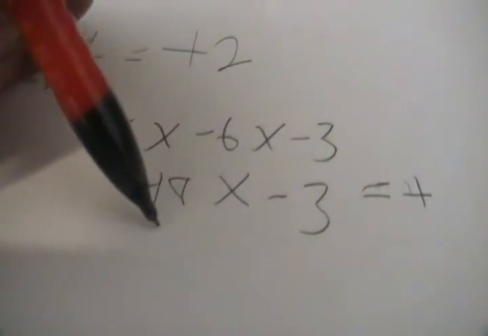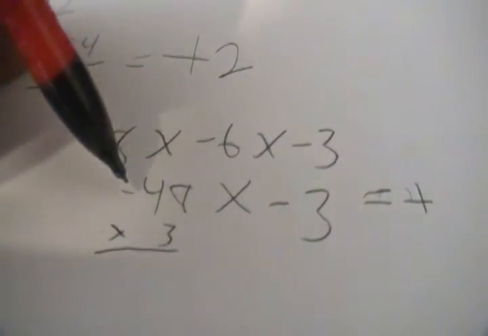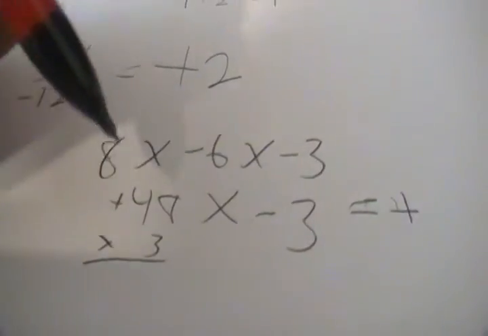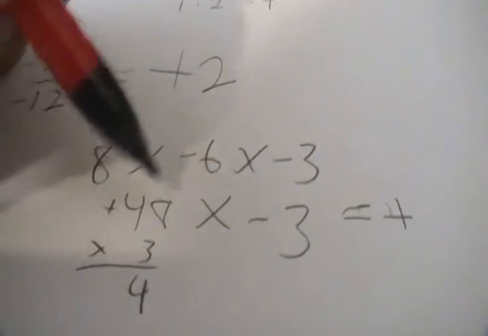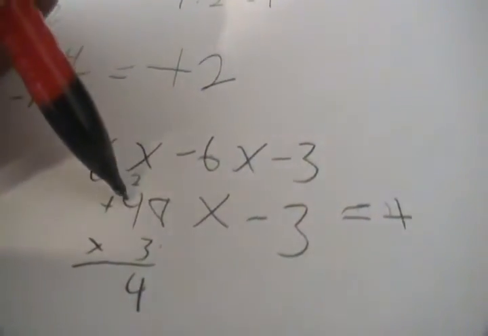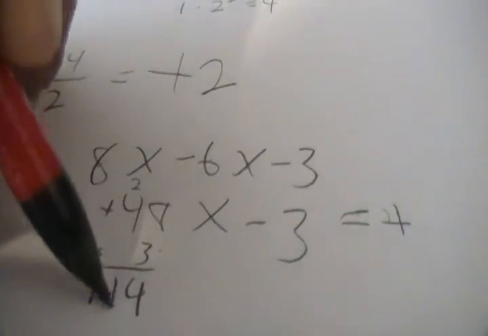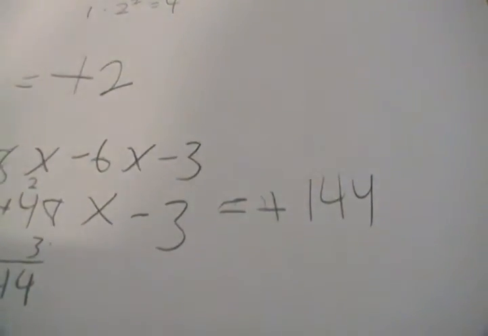So what is 48 times 3? Well, let's do the math. 48 times 3 equals 8 times 3 is 24. Bring down the 4. Carry the 2 over. 4 times 3 is 12. 12 plus 2 is 14, so it's going to be 144.